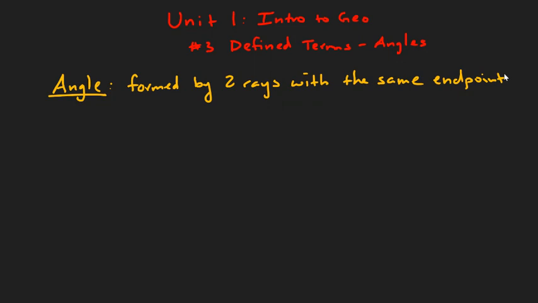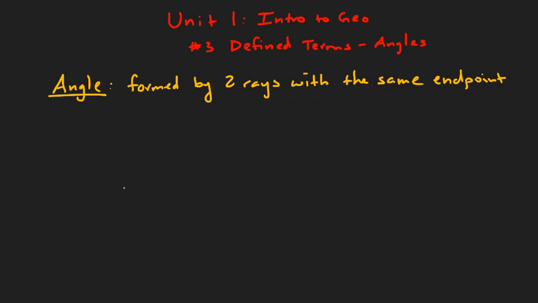Now, if you look at that definition, that's almost the same as opposite rays, right? Opposite rays do form an angle, and we'll talk about that when we go over the types of angles. But for right now, we're not going to look at a pair of opposite rays. We're going to look at a pair of rays that are angled with each other.